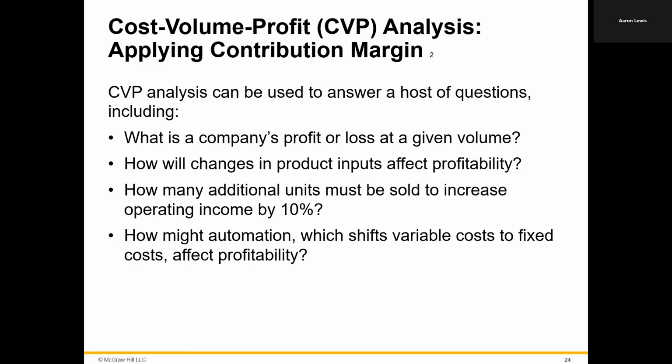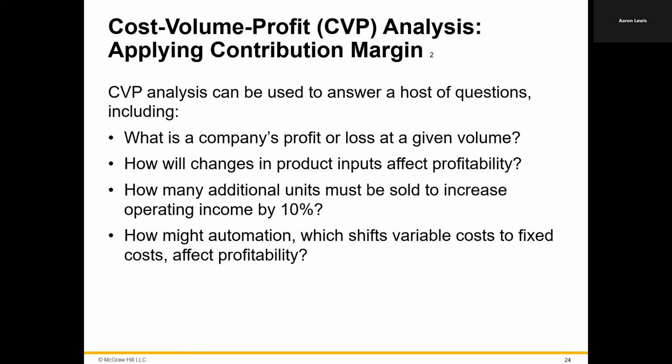And you can use this to answer a variety of questions. You just solve for different variables within the formula. Like, what is the company's profit or loss going to be if we can only move a given volume of units? CVP would be able to tell you that. How will changes in product inputs, and by that I mean like material cost or the time it takes to produce a unit, etc., affect your profitability? How many additional units must be sold to increase operating income by a set percentage?